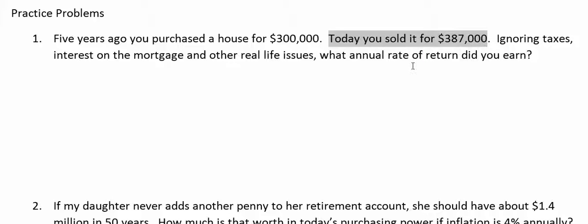We sold it 5 years later for $387,000. Now, even though I explicitly wrote the word today, and today is the present, that does not make this $387,000 a present value. The $387,000 relative to the $300,000 purchase price is a future value. So the $300,000 is a present value, the $387,000 is a future value.